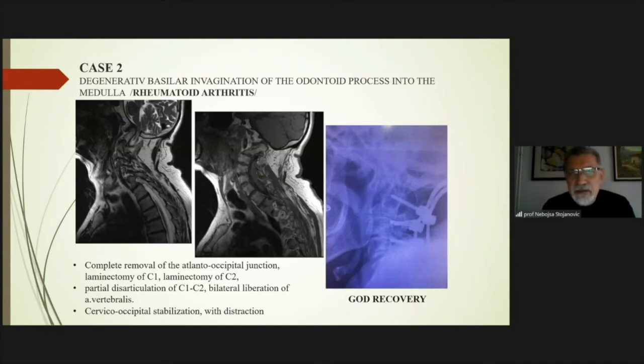Degenerative basilar elongation of the odontoid process into the medulla, rheumatoid arthritis. We must completely remove the atlanto-occipital junction, laminectomy C1, laminectomy C2, partial disarticulation C1, C2, bilateral liberation of the vertebral arteries, and cervico-occipital stabilization with distraction. In this case, we have a very good recovery.